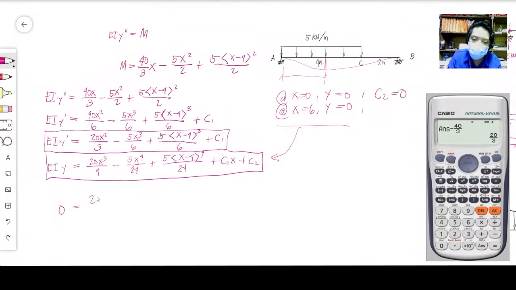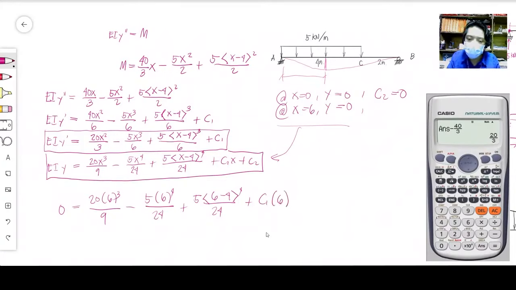...is equal to 20 times 6 cubed over 9 minus 5 times 6 raised to 4 over 24 plus 5 times (6 minus 4) raised to 4 over 24 plus C1 times 6. C2 is 0. Never mind the C2 na. Okay, solving for the value of C1, your value of C1 is negative 35.556. Something like that. Okay, that's the value of C1.